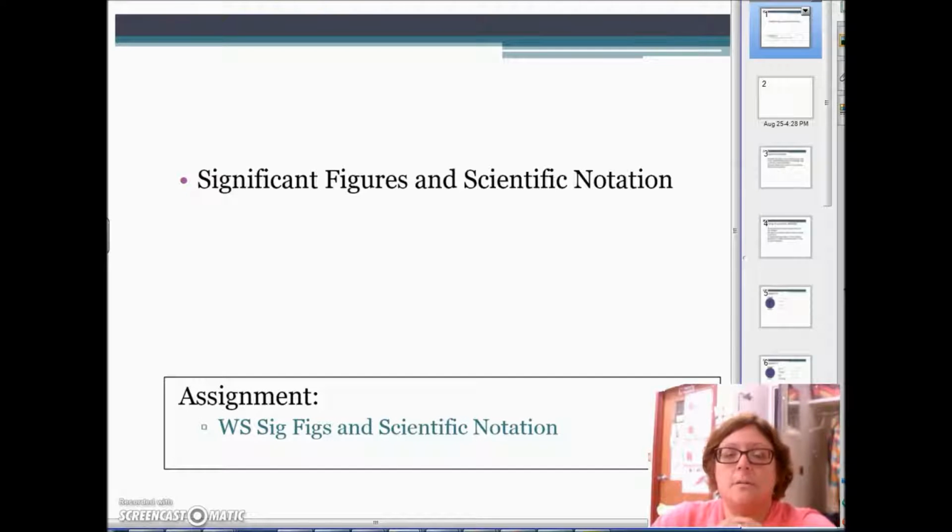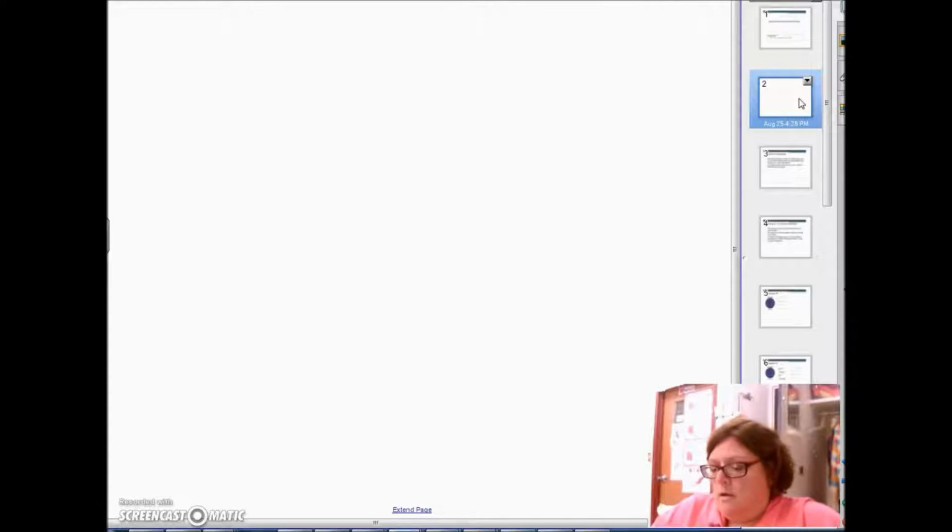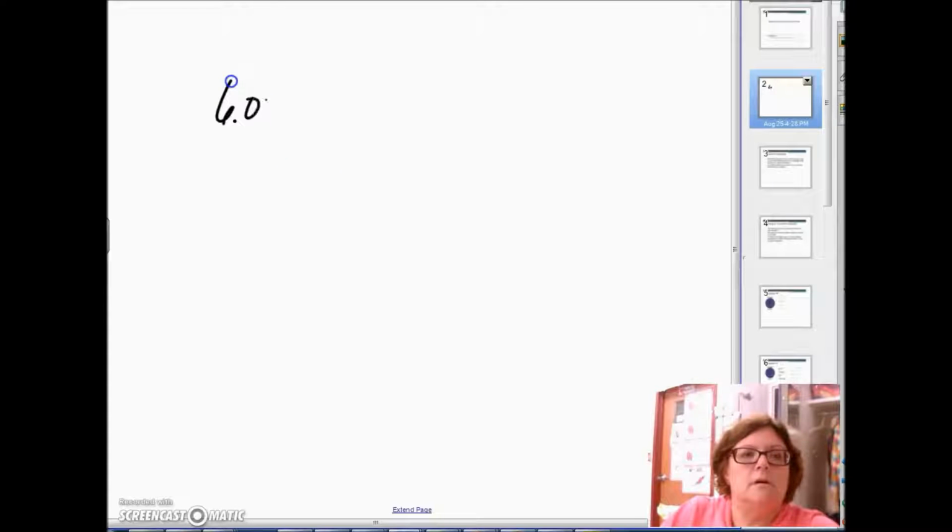Alright, now we're going to talk about scientific notation. Scientific notation is just another way of writing numbers that are really, really big or really, really small. For instance, if we write out a number that you should all be familiar with, 6.02 times 10 to the 23rd particles.